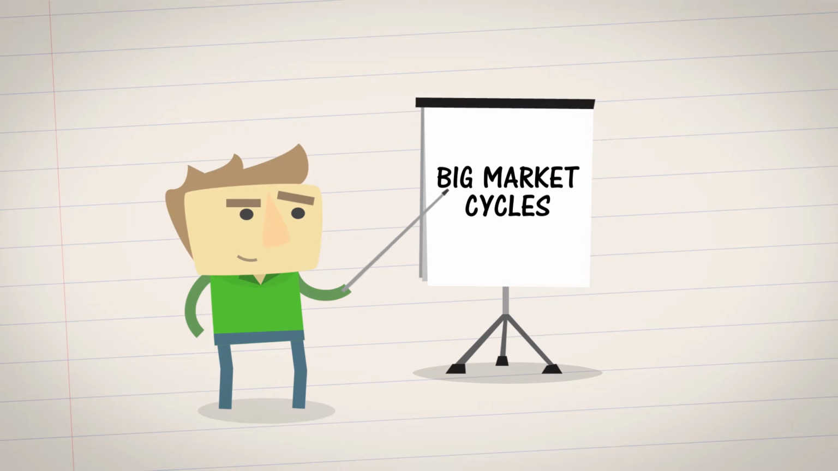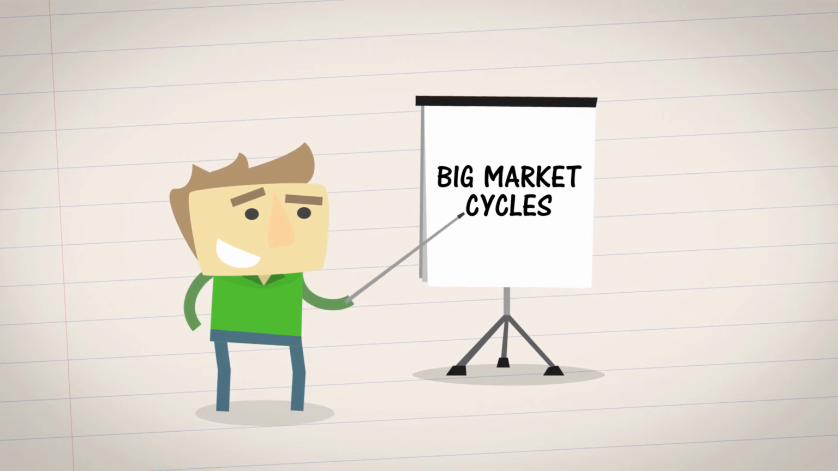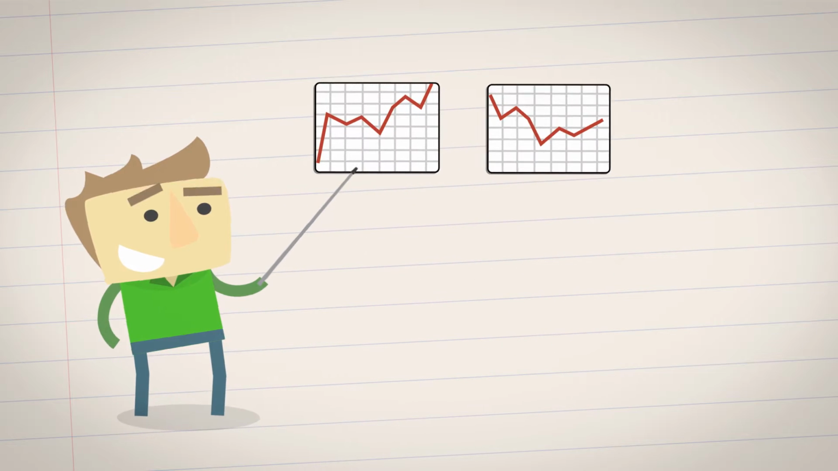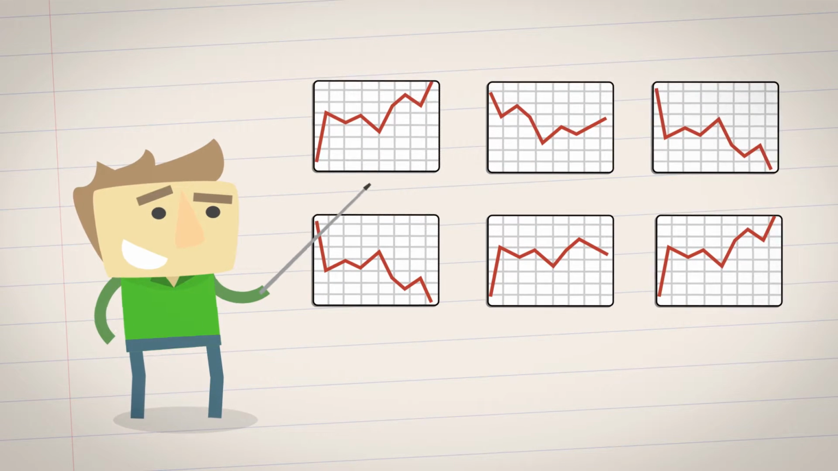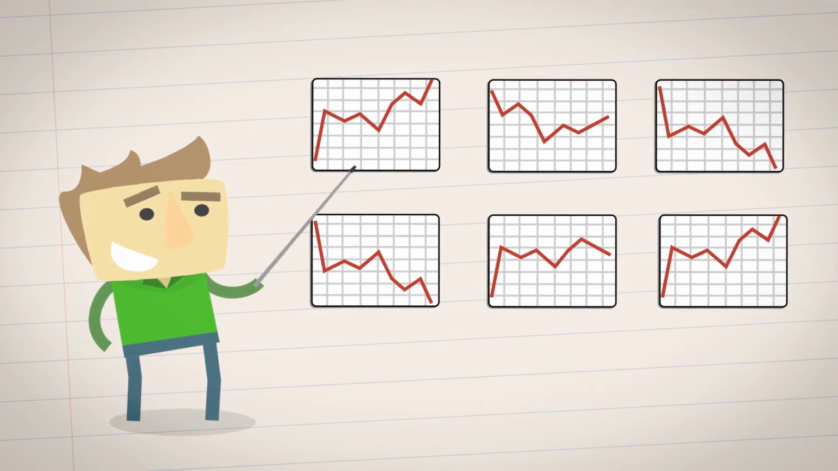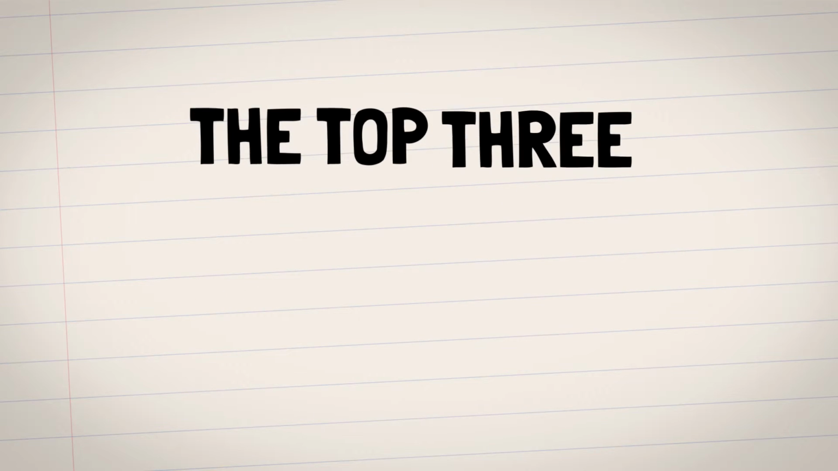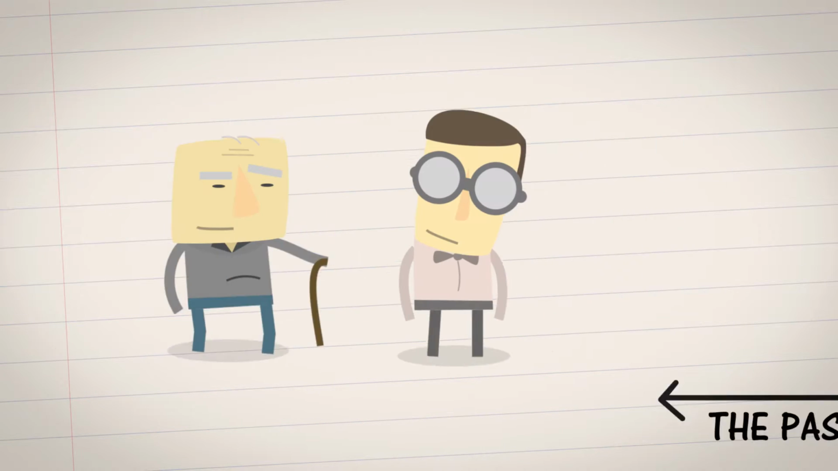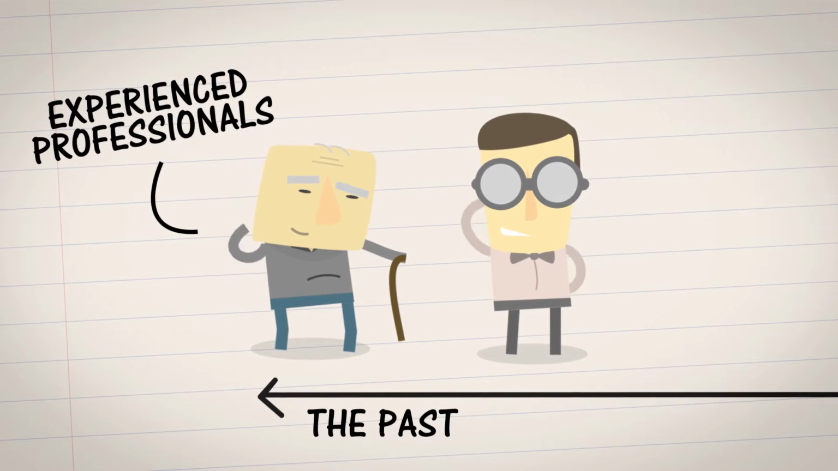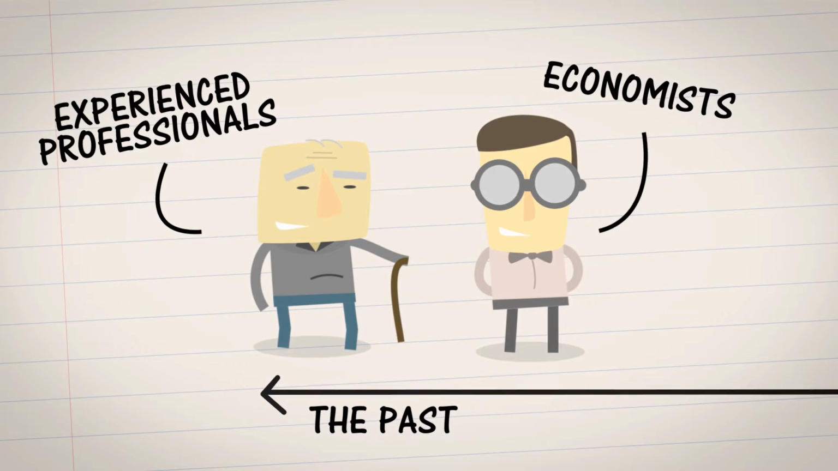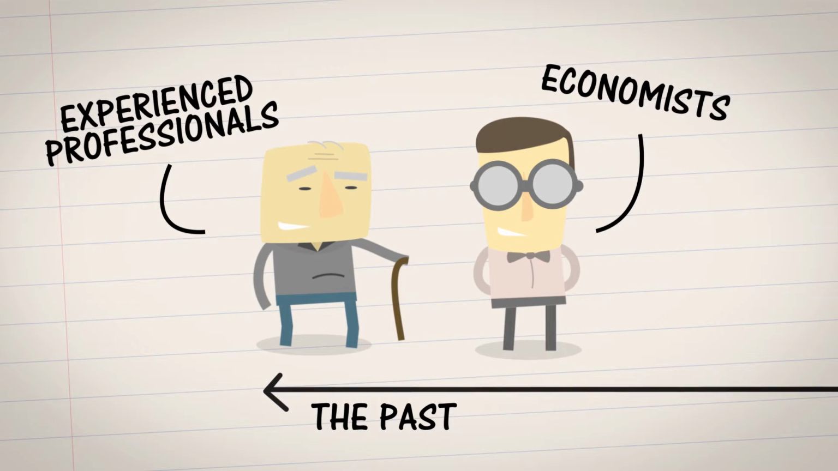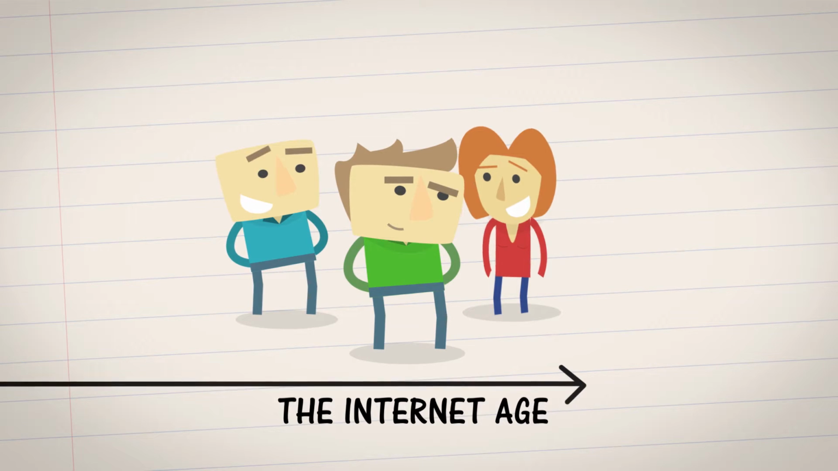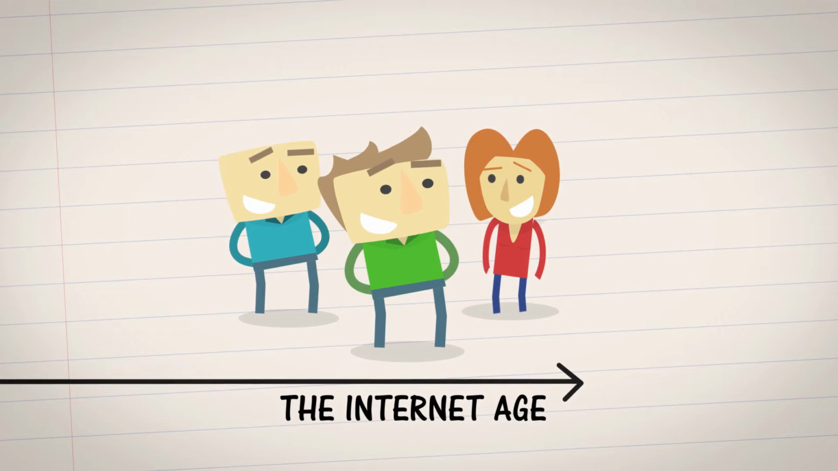In our previous videos, we've learned the importance of tracking the big market cycles and how fundamental and economic forces drive those movements. In this video, we're going to look at the top 3 economic indicators to look out for. In the past, only experienced professionals and economists received this data in a timely fashion. But in the internet age, everyone has access to dozens of economic surveys and indicators every week.